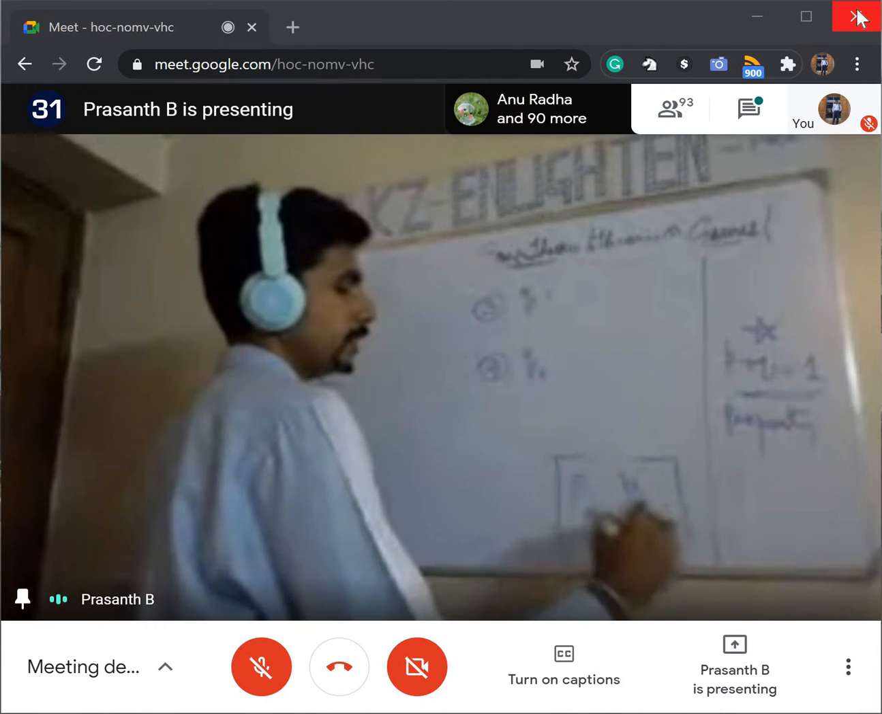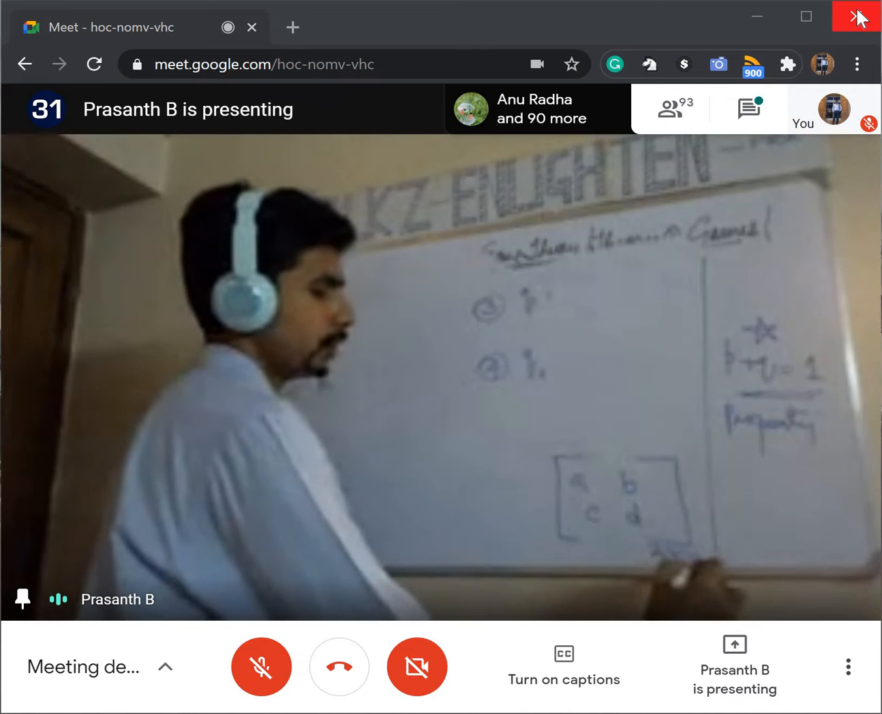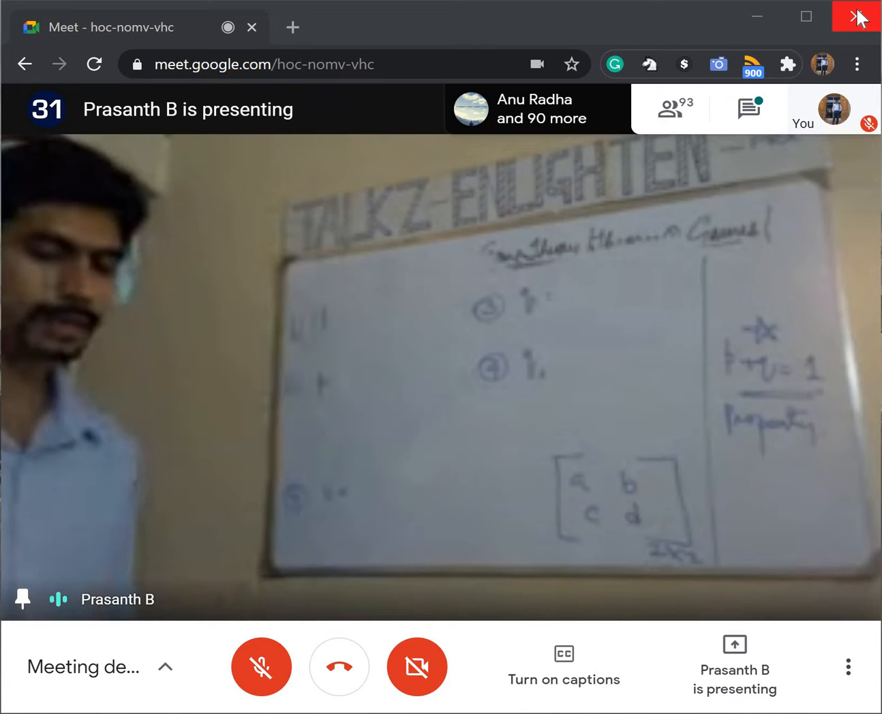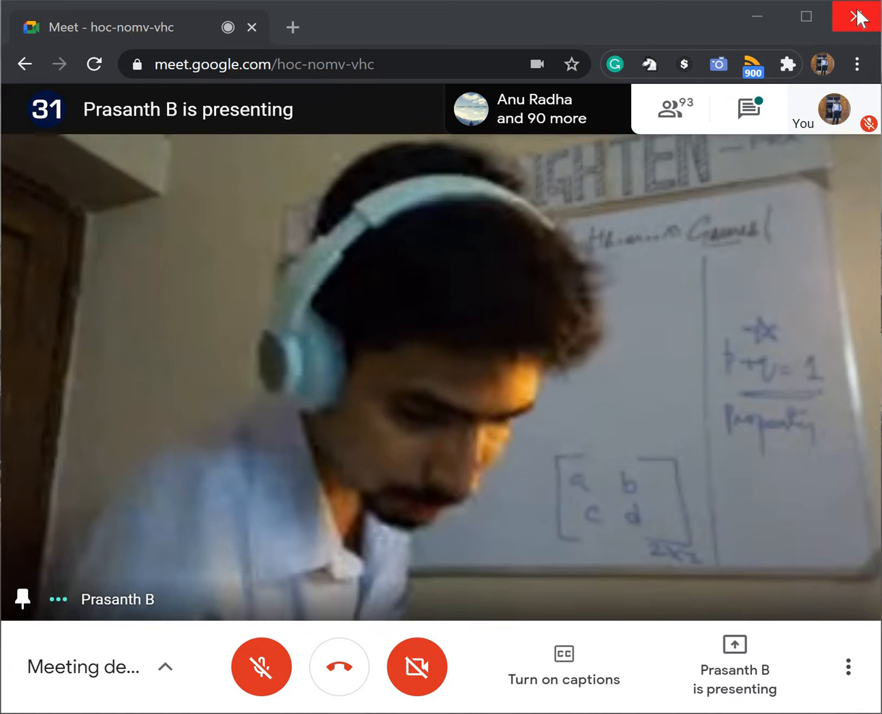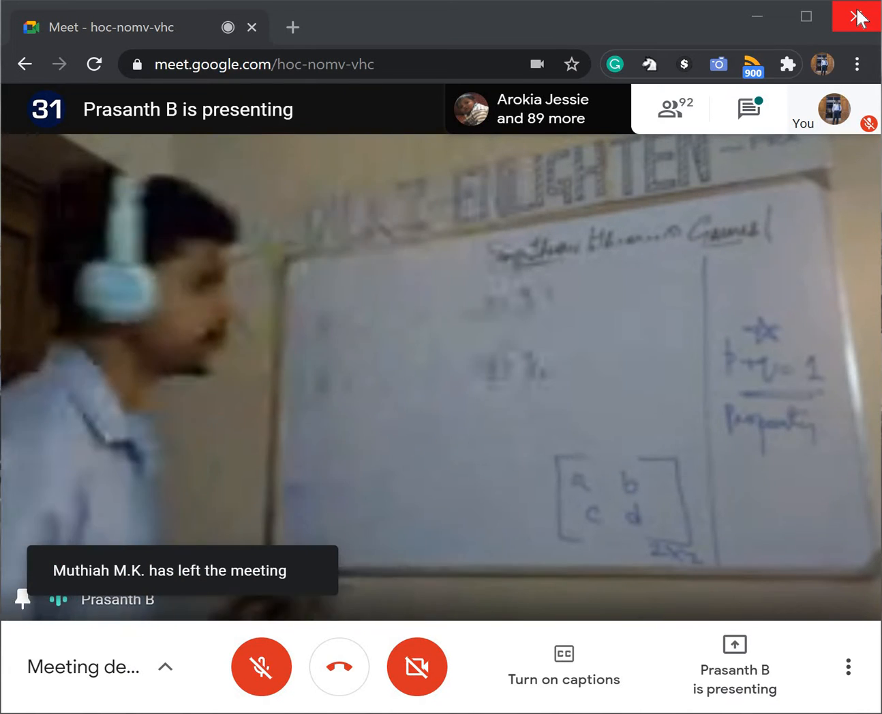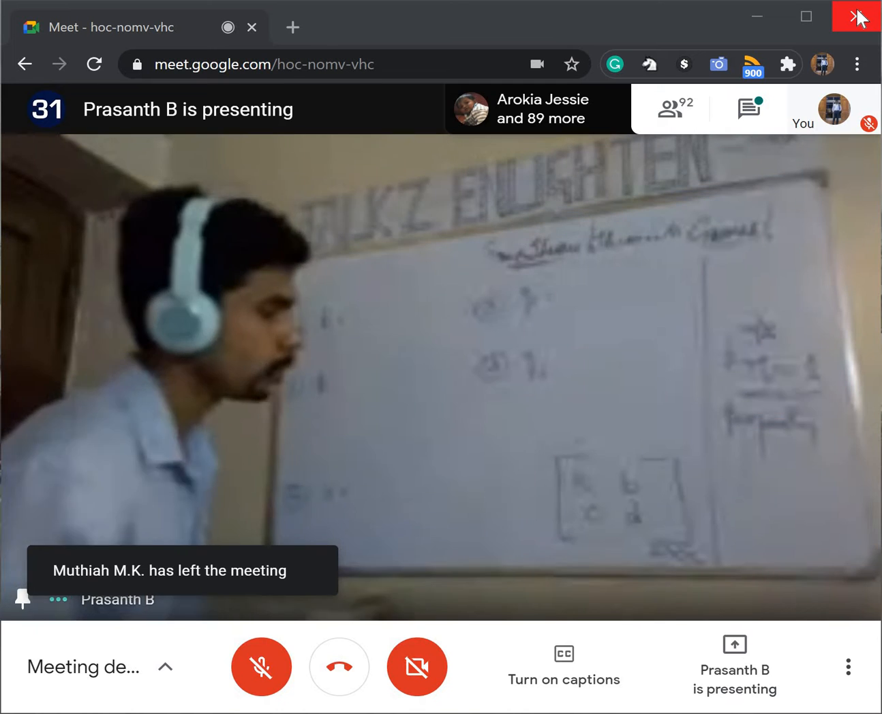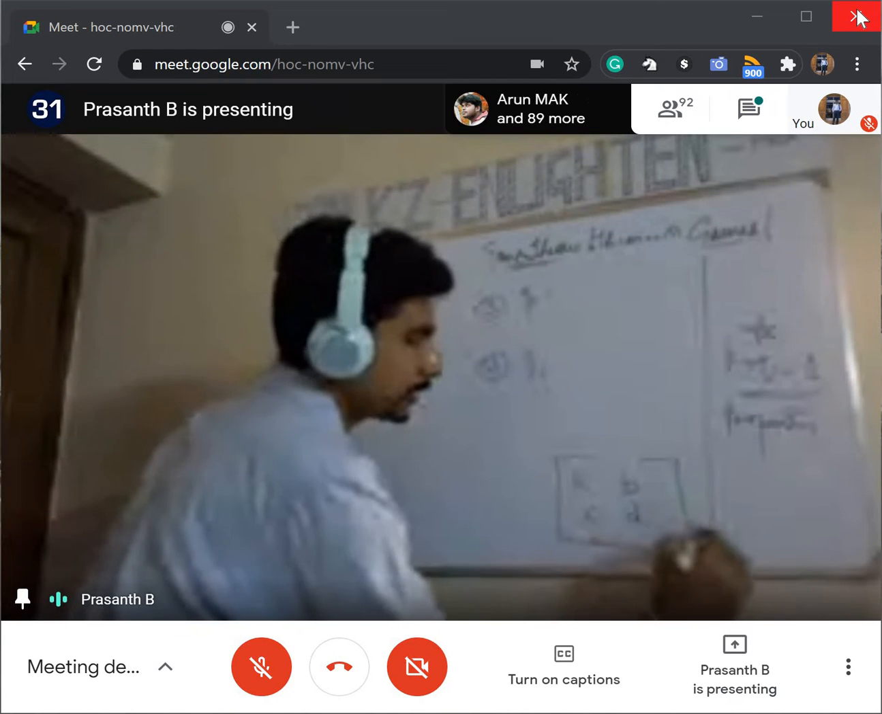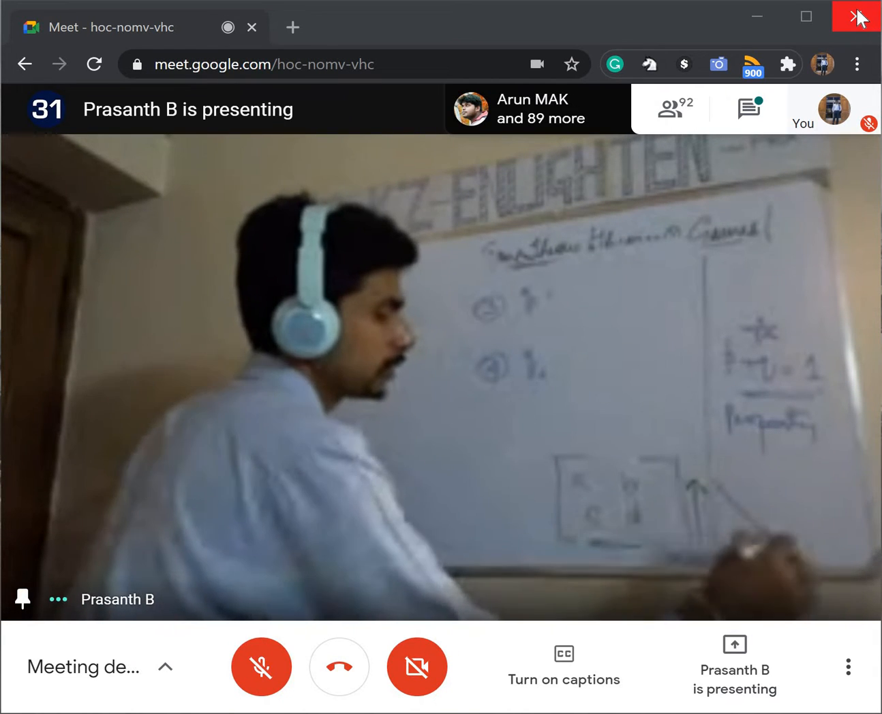So a 2 cross 2 matrix is very, very simple. A, B, C, and D. This is a typical 2 cross 2 matrix. So what I do is, first I put a line here, I put a line here.